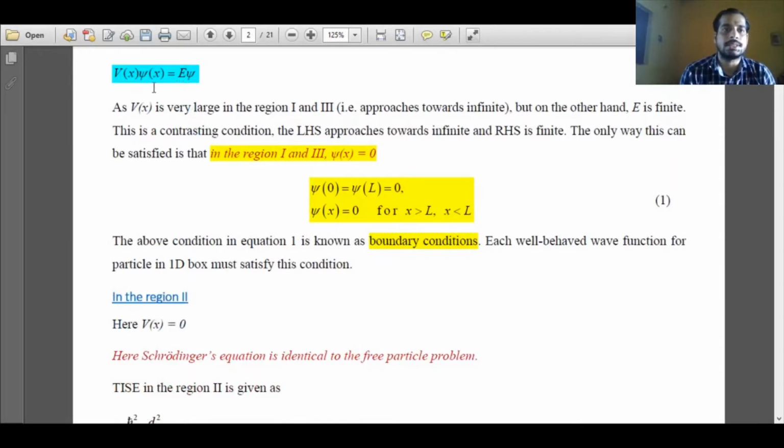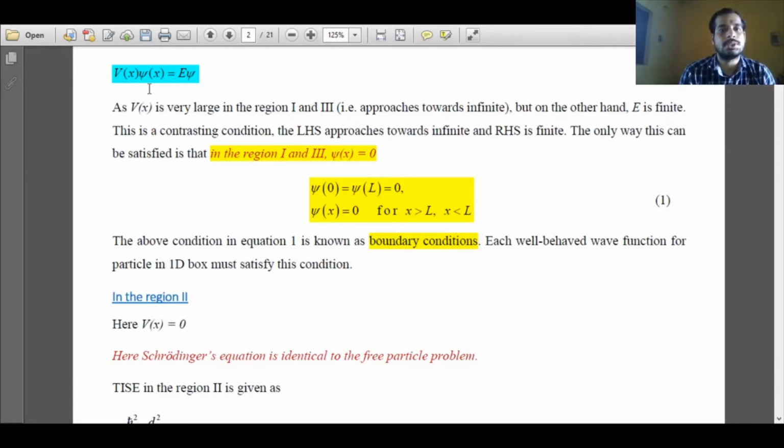So this is a contradictory condition, meaning the left hand side is approaching infinity because the potential energy is infinite in regions 1 and 3, whereas the energy is finite. So how to solve this contradiction? The only way this contradiction can be solved is to take the situation that the wave function psi x is equal to 0 for regions 1 and 3.